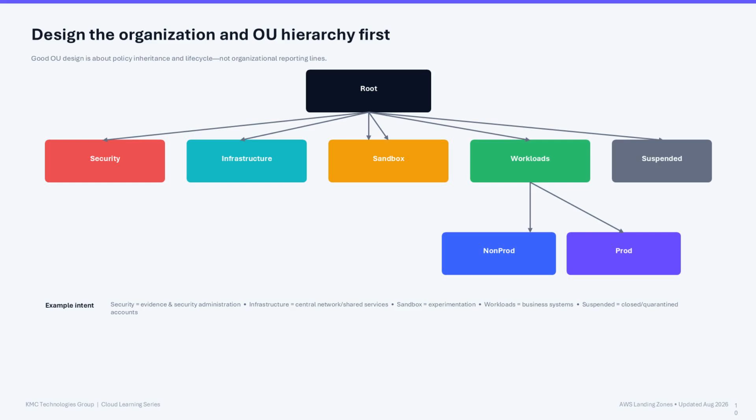Design the OU hierarchy before you click Set up Landing Zone. OUs are policy inheritance boundaries. A common starting pattern has security, infrastructure, sandbox, workloads, and suspended. Under workloads, you can separate non-prod and prod. The exact structure depends on your organization, but the principle is consistent. Group accounts that need the same controls. Avoid copying the HR reporting structure into your AWS OU tree.